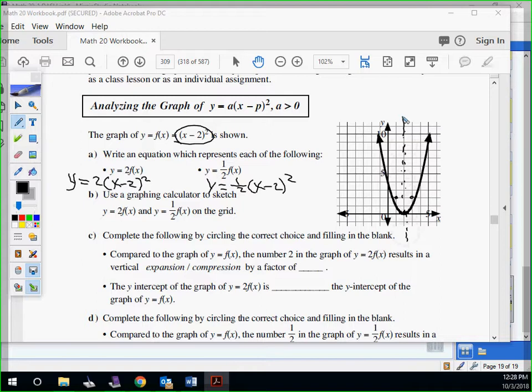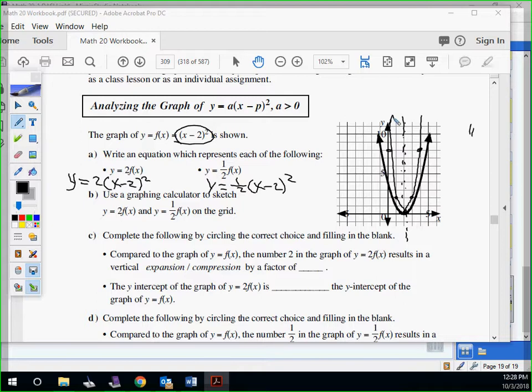Let's do 2 more points, one on each side. If I put in 4, 4 minus 2 is 2, 2 squared is 4, times 2 is 8. So if I go to 4, I'm all the way up to 8 this time, right there. And if I put in 0, 0 minus 2 is negative 2, negative 2 squared is 4, times 2 is 8. So at 0 it's also 8, which we expected. They're symmetric. So this is what the 2 one looks like. You can see it's skinnier. It's steeper, you could say. It's growing faster. We'll talk about what we're going to call that in a second.